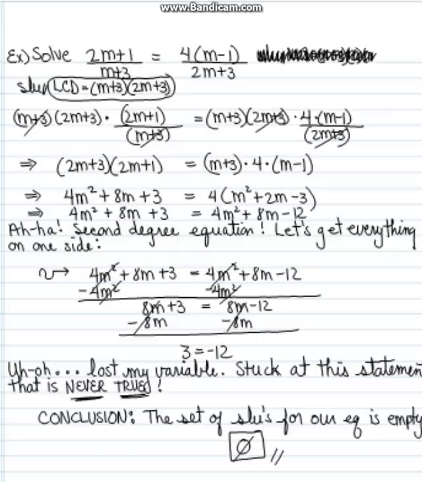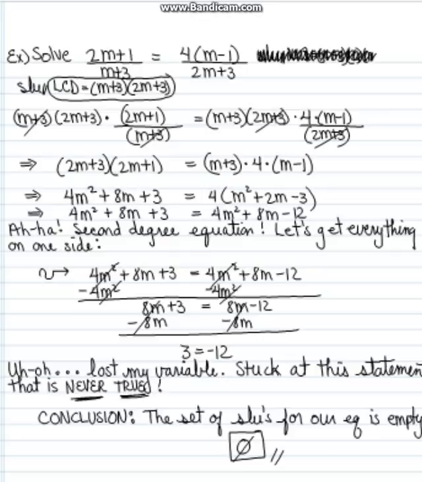The point is, how do you solve an equation? If you look back at the top, how do you solve such an equation, a fraction equal to a fraction? You just multiply both sides by the LCD, and that will get rid of the fractions, and you proceed solving it. Turns out this one had no solutions, and we discovered that in the process of solving it, when we lost all of our variables m and got stuck at a statement 3 equals negative 12, which is never true.